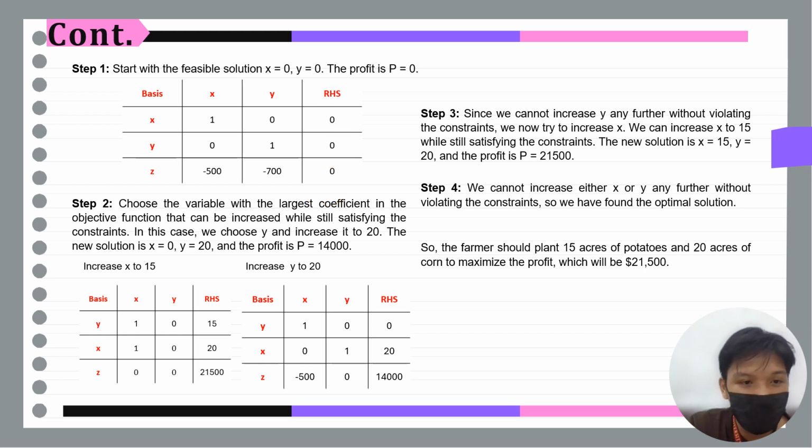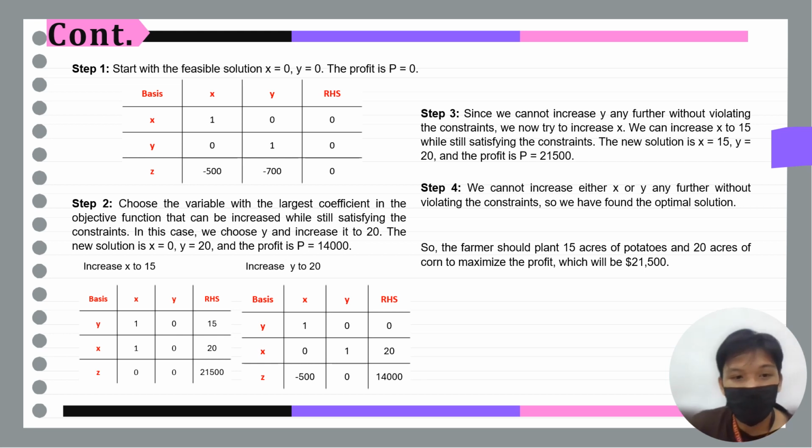And as we see, x to x is 1, y to x is 0, y to x, another one here, is 0, and y to y is 1. As you can see, at the bottom will be its profit, negative 5, and our y is equal to negative 700, and x is equal to negative 500.